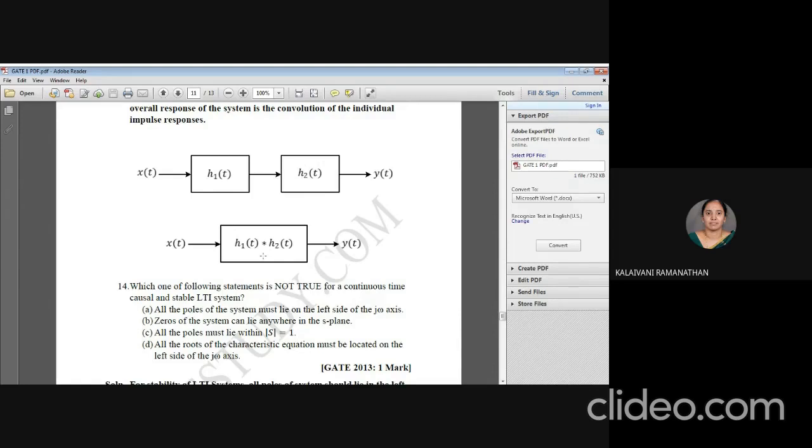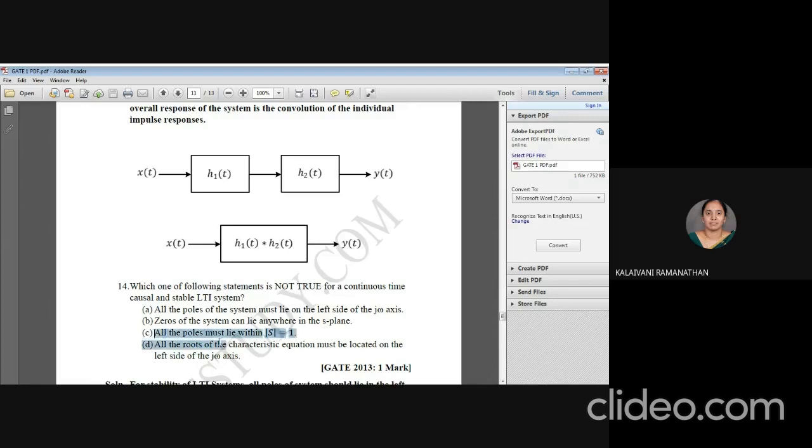Next question. Which one of the following statements is not true for a continuous time causal and stable LTI system? You are provided with 4 conditions. You have to check which is not true. The first condition is all the poles of the system must lie on the left side of the j omega axis. So it is correct. And then zeros of the system can lie anywhere in the S plane. Correct. Then all the poles must lie within modulus of S equal to 1.